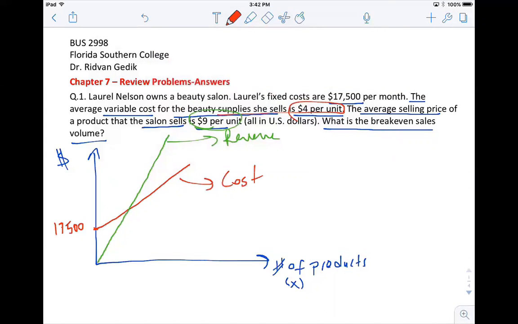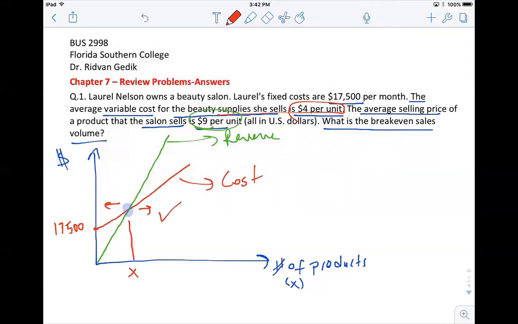The break-even happens right at the intersection of the revenue and the cost functions. To the left of this point, our cost is higher than our revenue, therefore we are losing some money. Let's assume this is our x, the number of products that we sell. To the right of this point, our revenue is higher than our cost, which means that we are making profit. So we definitely would like to be on the right side of this break-even point.